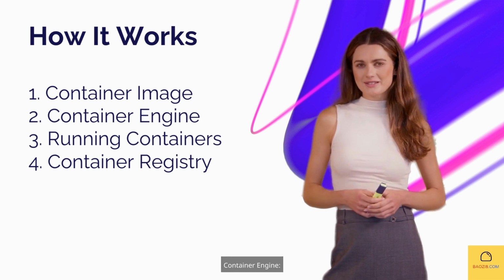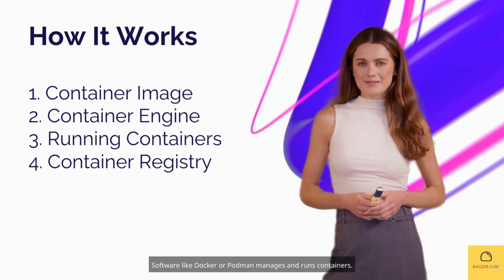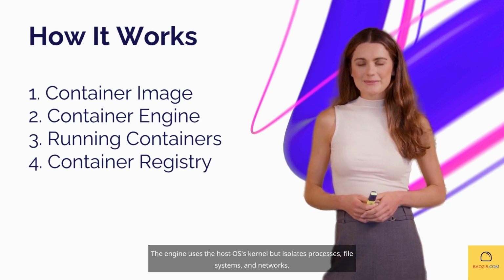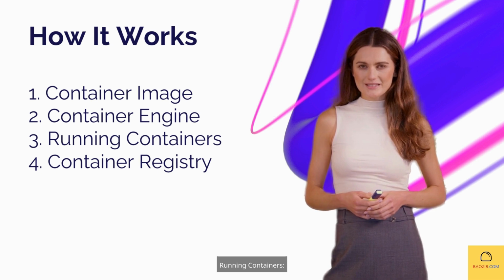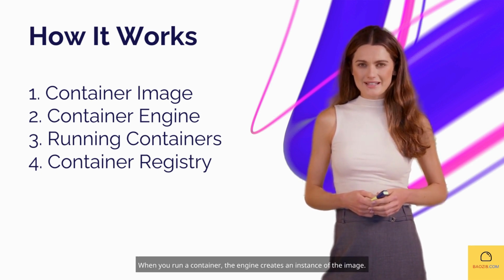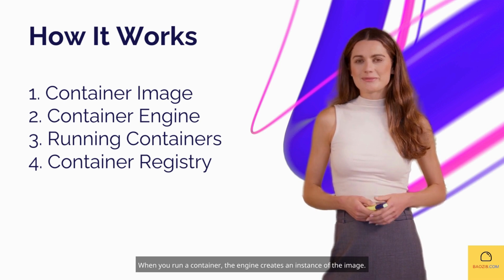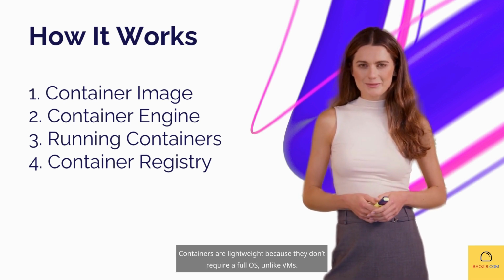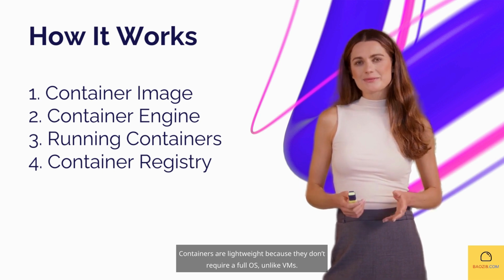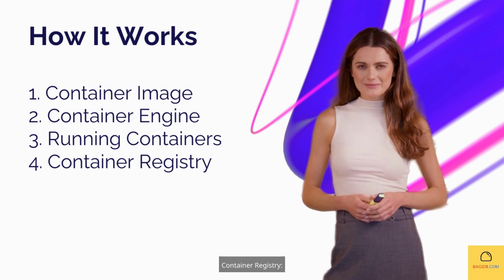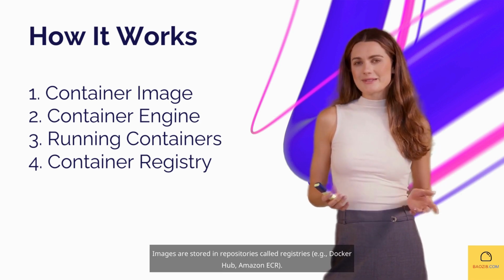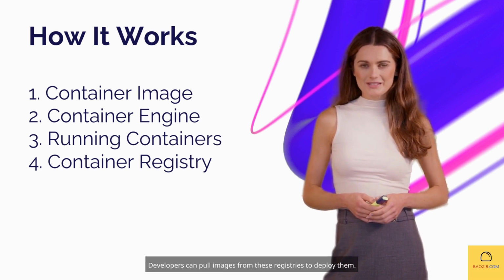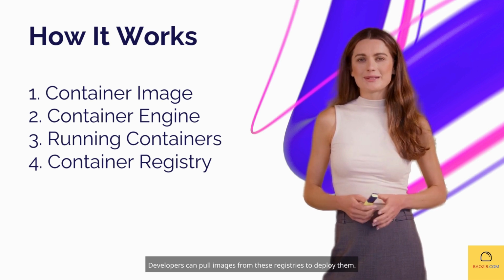2. Container engine. Software like Docker or Podman manages and runs containers. The engine uses the host OS kernel but isolates processes, file systems, and networks. 3. Running containers. When you run a container, the engine creates an instance of the image. Containers are lightweight because they don't require a full OS, unlike VMs. 4. Container registry. Images are stored in repositories called registries, e.g., Docker Hub, Amazon ECR. Developers can pull images from these registries to deploy them.